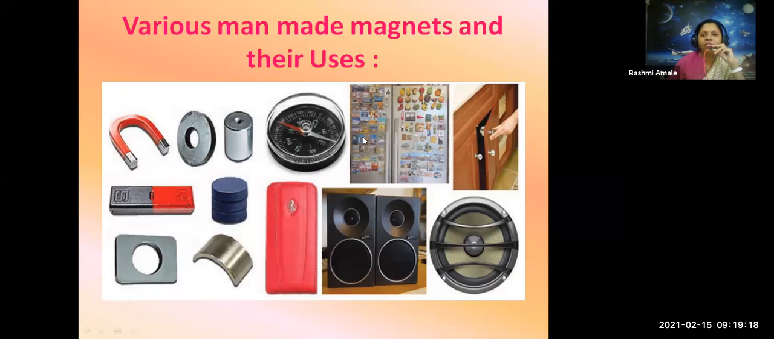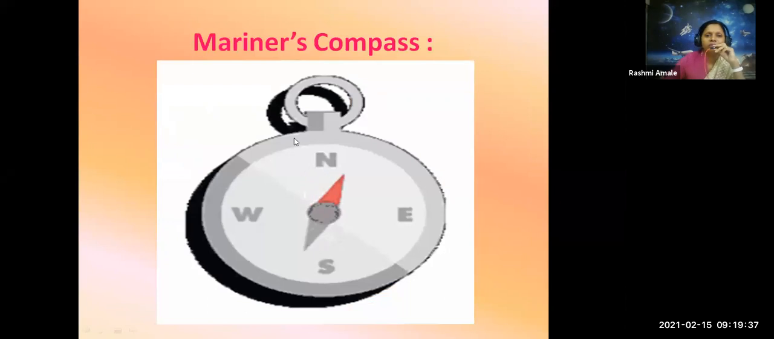Okay, and all these magnets are used in different gadgets, on the fridge, in the doors of shelves, in the loudspeakers, in the wallets. So these magnets have different uses also. So let us understand more about this Mariner's compass. So it looks like this.